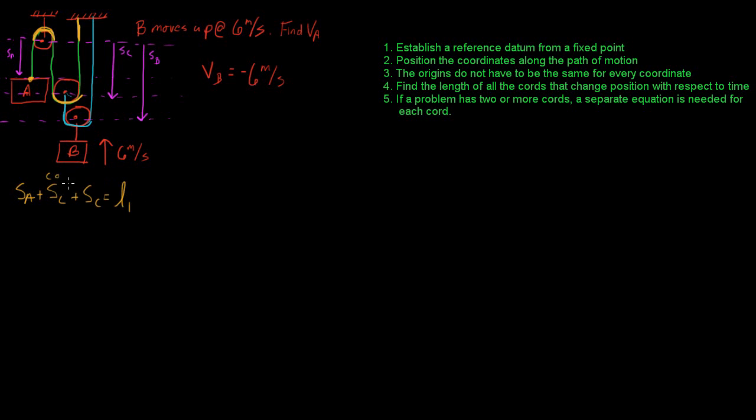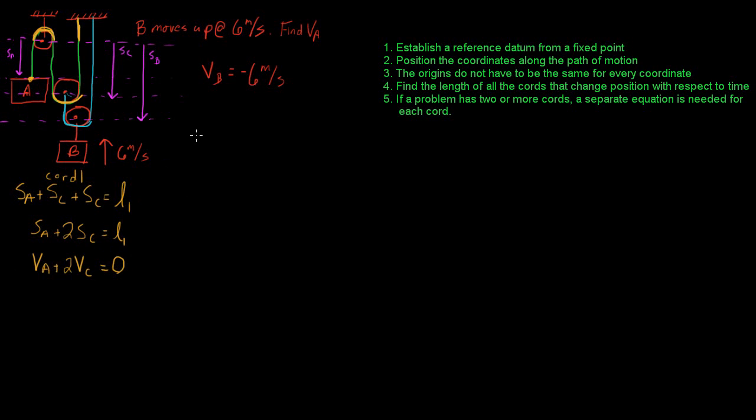So this is chord 1. If we simplify this equation, we get SA plus 2SC is equal to L1. And when we differentiate with respect to time, we get VA, the velocity of A, plus 2 times the velocity of C is equal to 0. And we get 0 because when we differentiate a constant, we get 0.